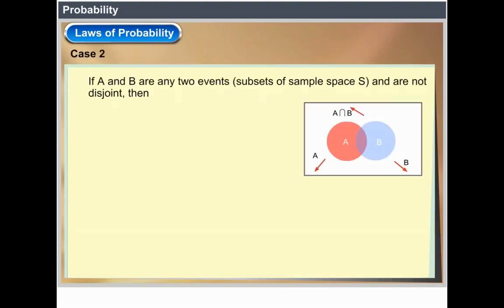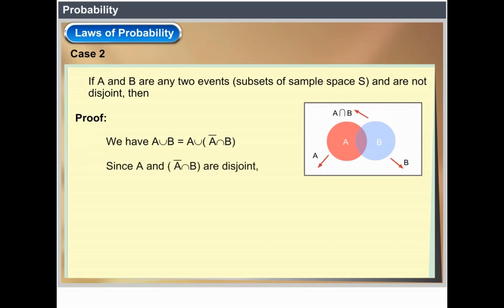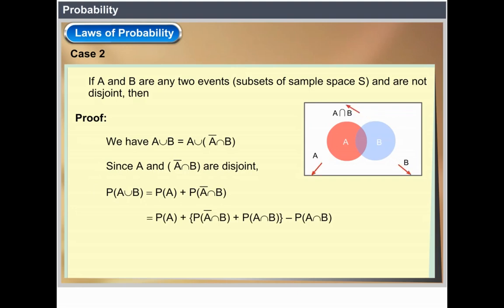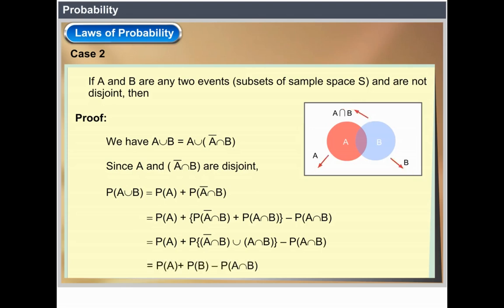Case 2. If A and B are any two events, subsets of sample space S and are not disjoint, then P of A union B equals P of A plus P of B minus P of A intersection B. Proof. We have A union B equals A union (A bar intersection B). Since A and A bar intersection B are disjoint, P of A union B equals P of A plus P of A bar intersection B, equals P of A plus P of A bar intersection B plus P of A intersection B minus P of A intersection B, equals P of A plus P of (A bar intersection B union A intersection B) minus P of A intersection B, equals P of A plus P of B minus P of A intersection B, since A bar intersection B and A intersection B are disjoint.